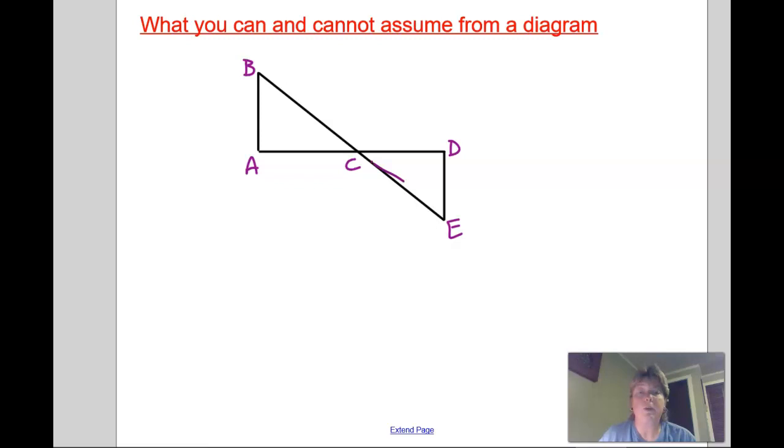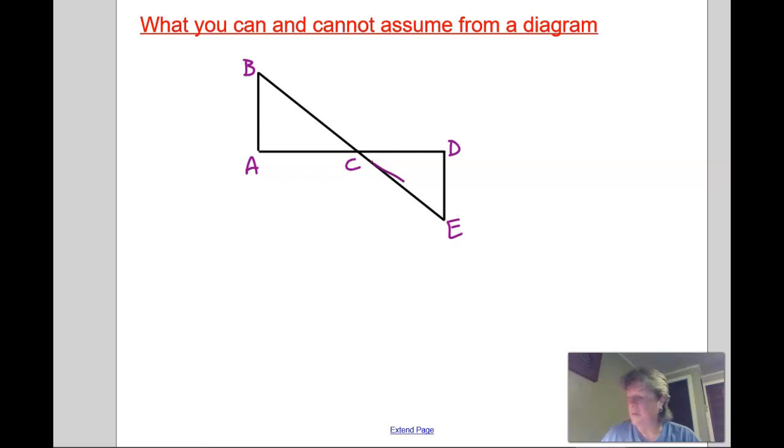Okay, so we're going to transition now into doing hopefully simple proofs. Proofs are a big part of this course, and really all proofs are just practice in making a logical argument. So I just want to talk about things you can and cannot assume from looking at a diagram so that we don't make mistakes in assuming things that we're not allowed to.